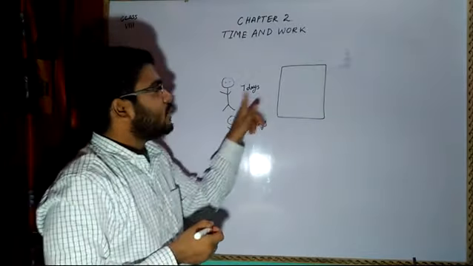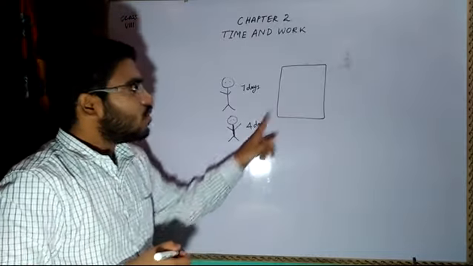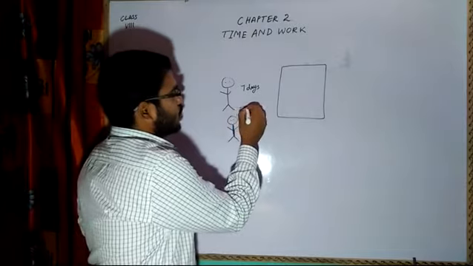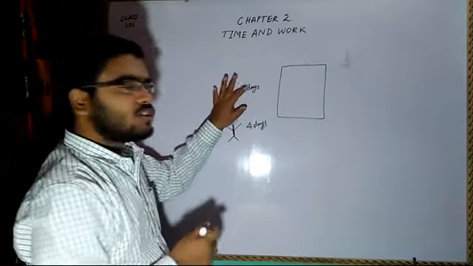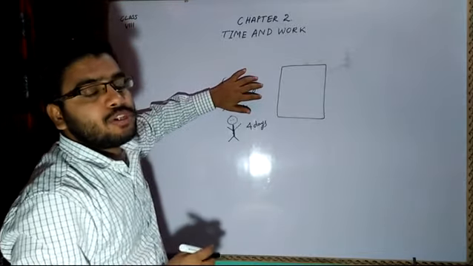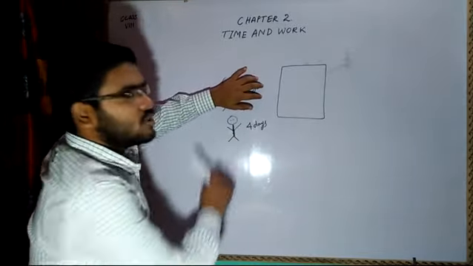Now, he alone can do the work in 7 days. He alone can do the work in 4 days. Now, I asked both of them. Actually, I asked him to bring one person. That is true. But I told him, okay, if he's not going to do the work, how many days are you going to take to do the work?